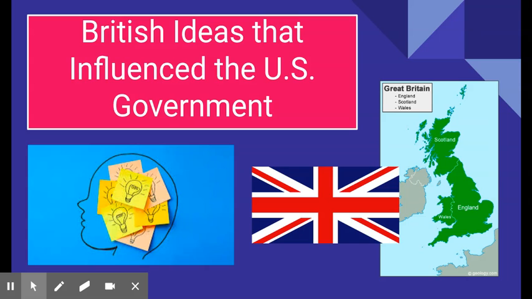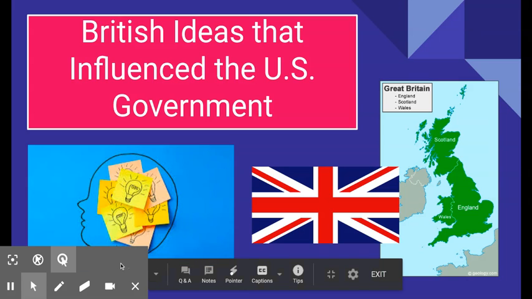So this slide has a visual of Great Britain. It tells you what countries that is referring to, and we're going to move on to the next slide.